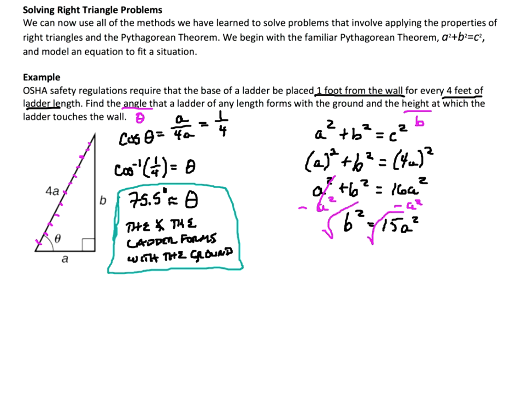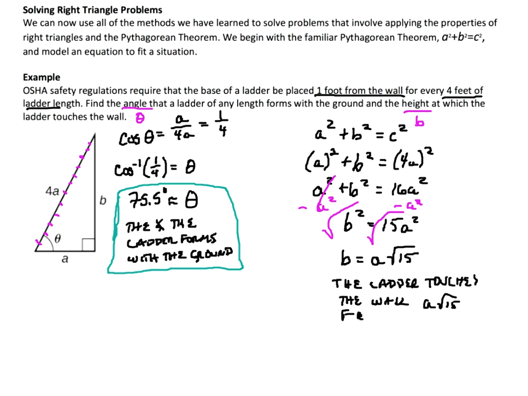Take the square root of both sides. Now, I don't need to consider the negative because this is a distance we're talking about, and there's no such thing as negative distance. So I get that B is equal to A square root 15. Okay, so that is the formula. The ladder touches the wall A square root 15 feet from the ground. That's it.